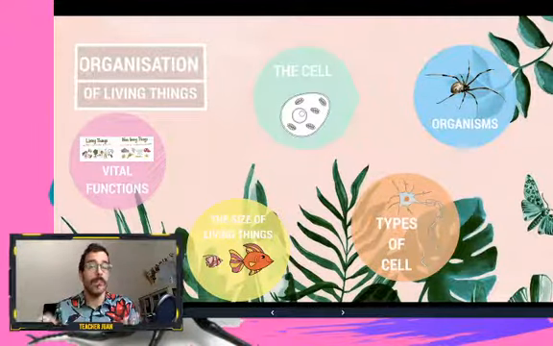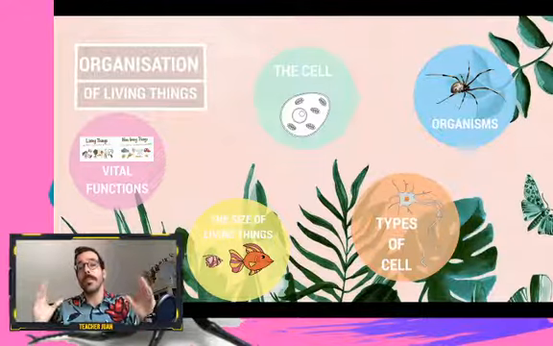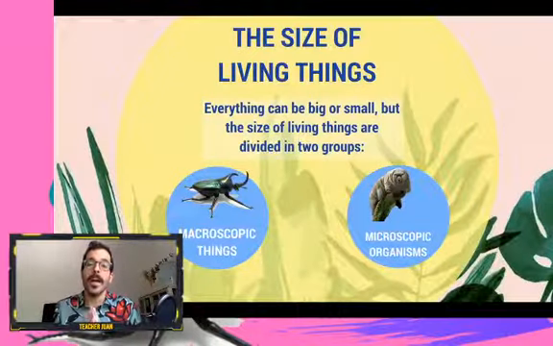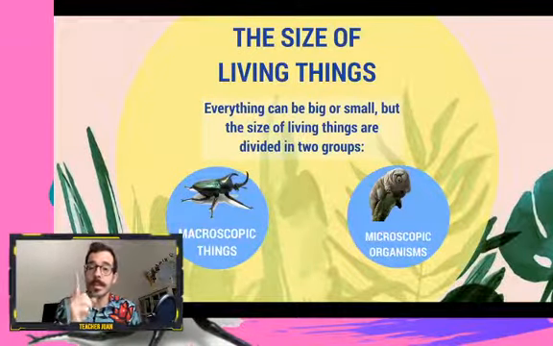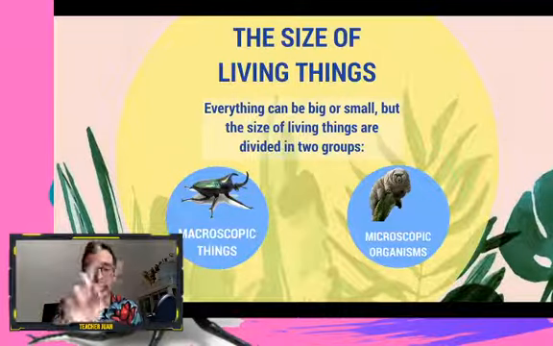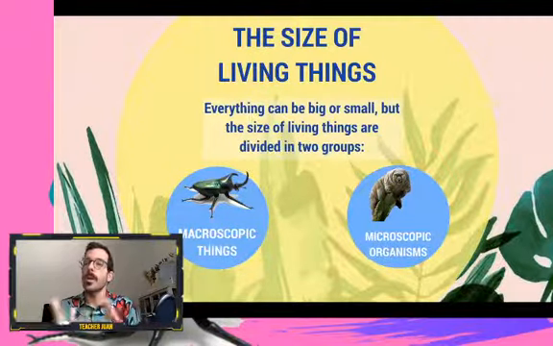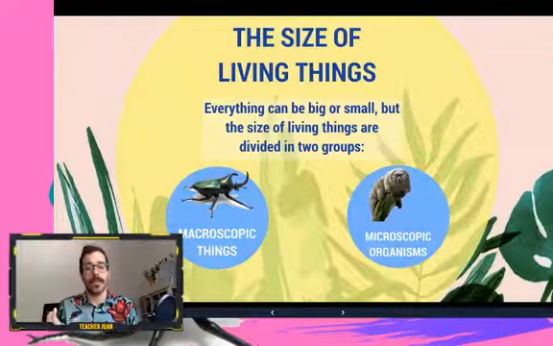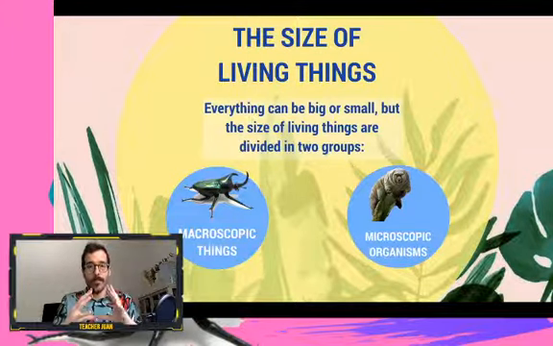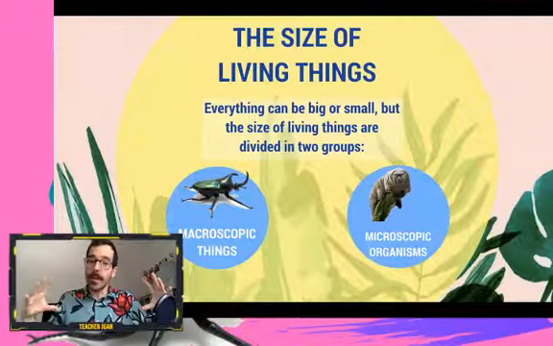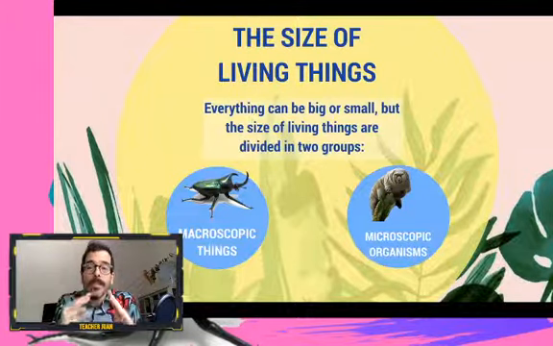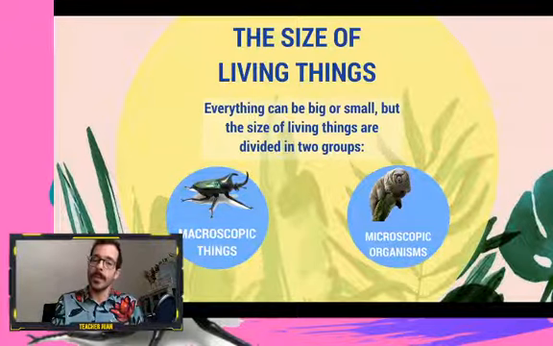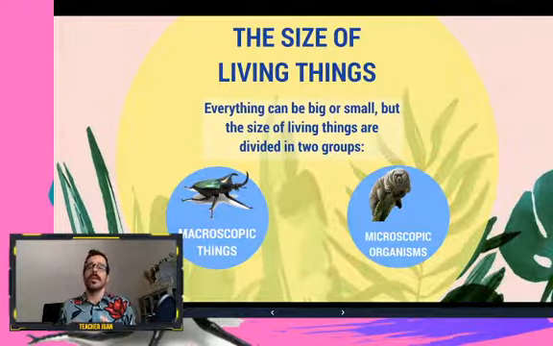Size of living things is related to whether something is big or small. Everything can be big or small, but the size of living things is divided into two groups, okay? Not only big and small, but macroscopic and microscopic. Macroscopic, macro meaning big, okay? And microscopic, micro, very small, tiny, okay? We are going to see what's inside macroscopic.